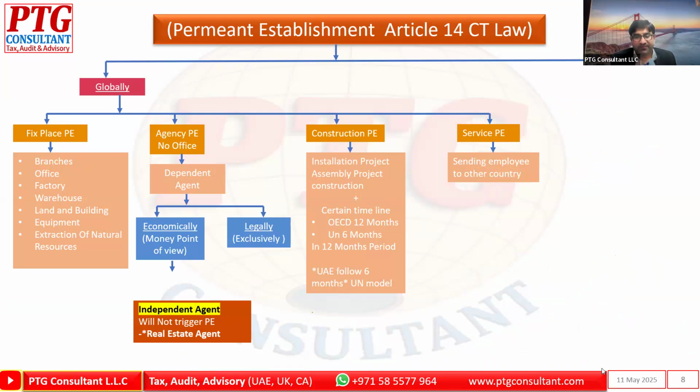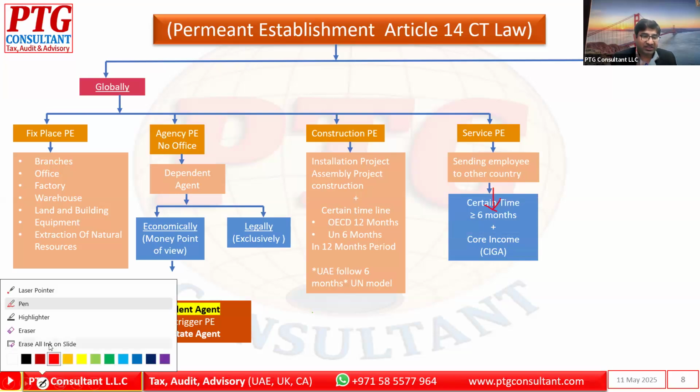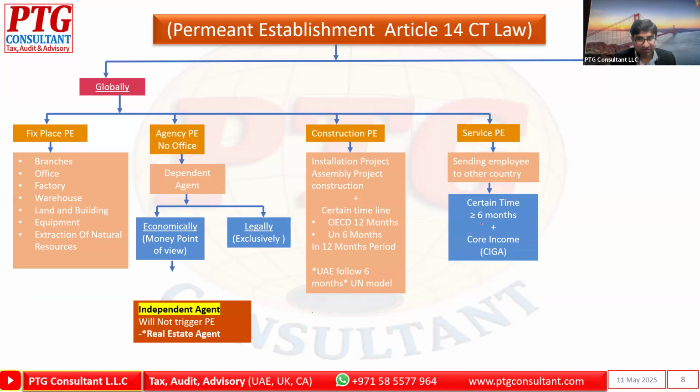Next is the service PE. For UAE, we are following the 6 months. If the 6 month conditions are met, then we have to consider it from the CT implication. Service PE means if a UK company sends employees to work here in UAE on a project basis, then that may also trigger a PE. Again, we have to see the same condition, certain timelines, 6 months, plus the core income generating activity, and again it will be a PE.